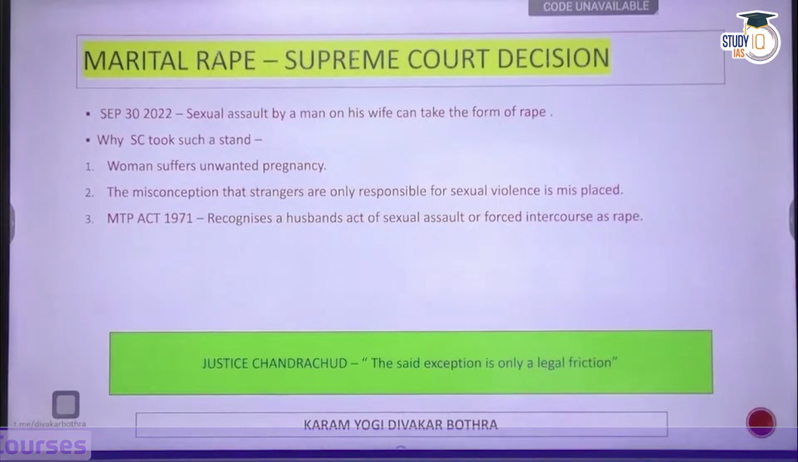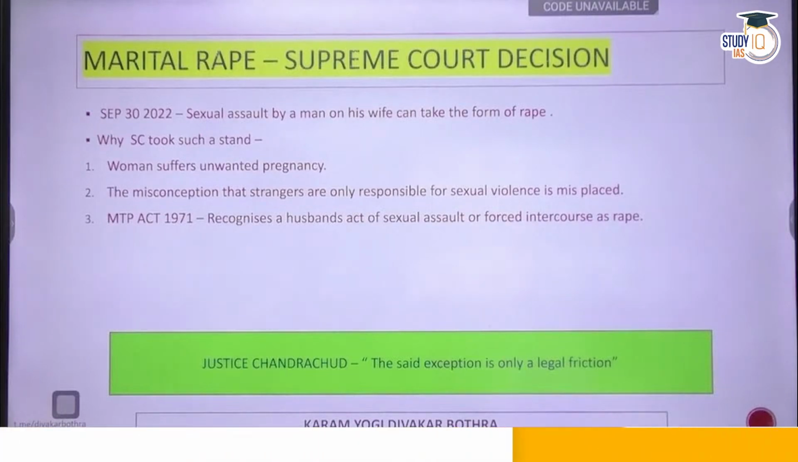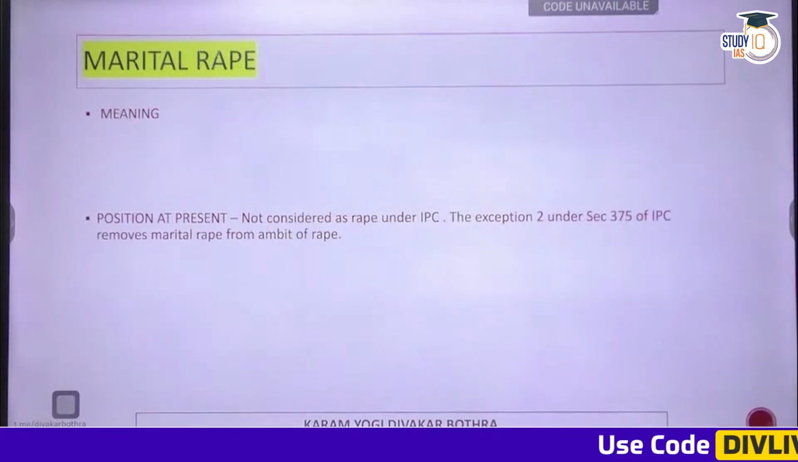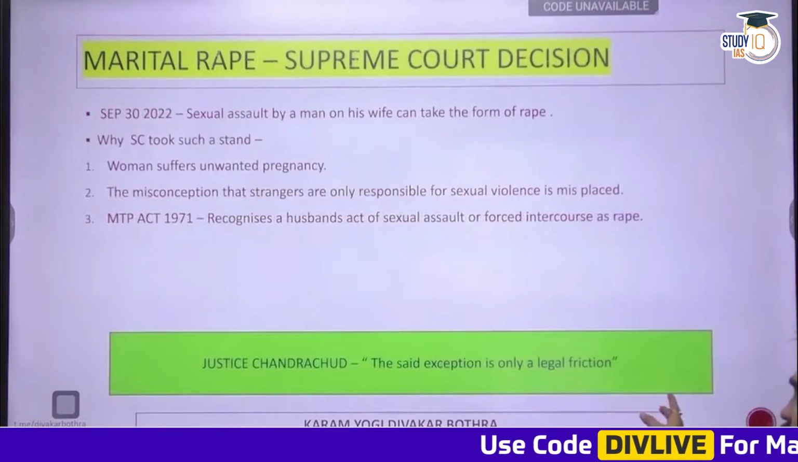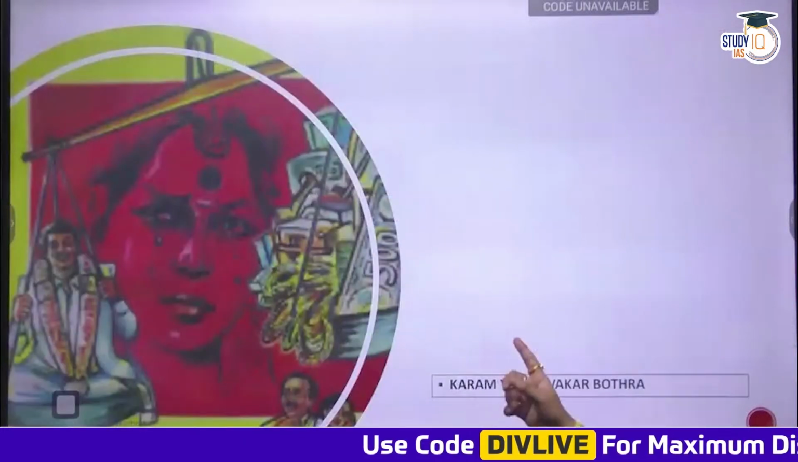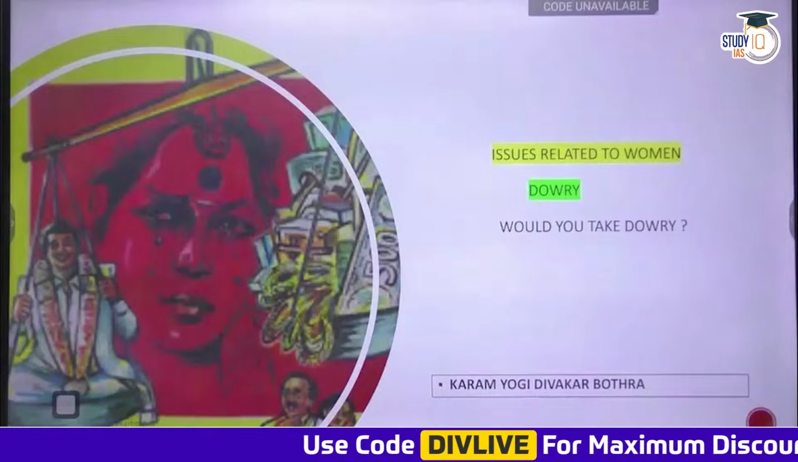Justice Chandrachud, what exactly did he say? The said exception is only a legal fiction. The exception, which exception are we talking about? This exception. He said that this is a legal fiction. This is creating conflicts. In reality, it should be equated to rape as well. He was a justice then, now he is the Chief Justice.